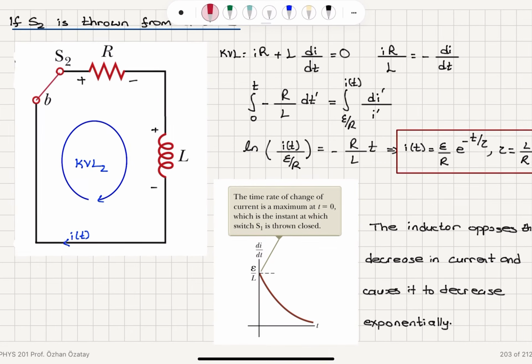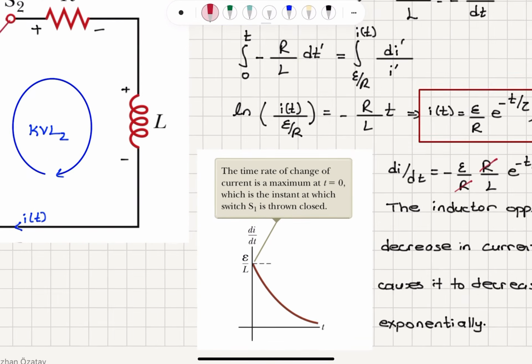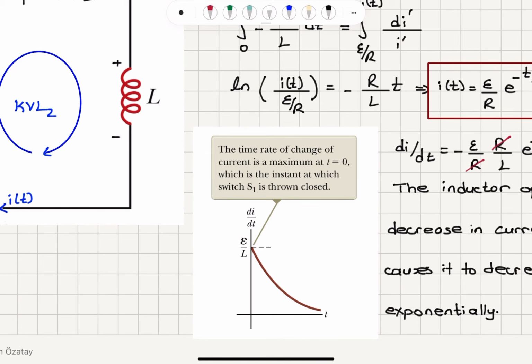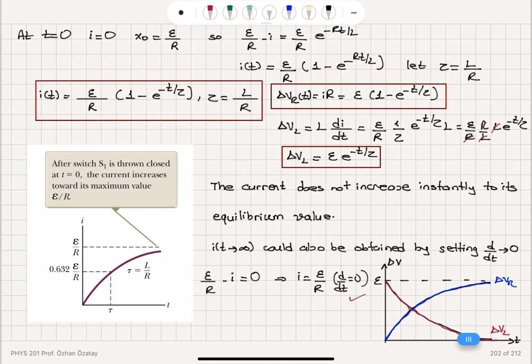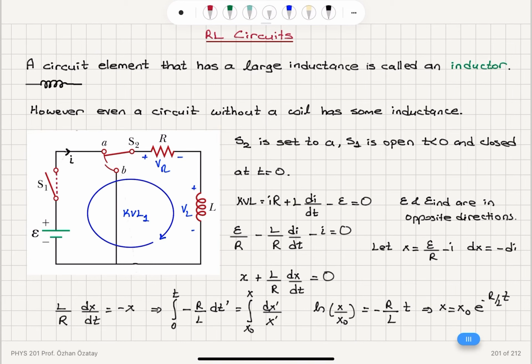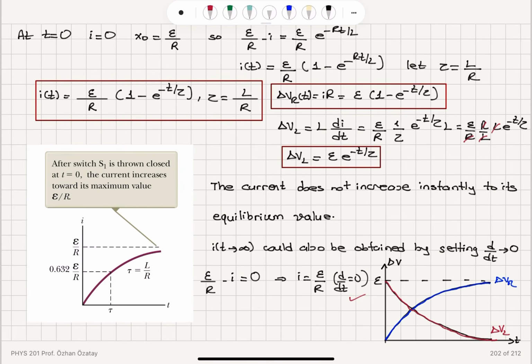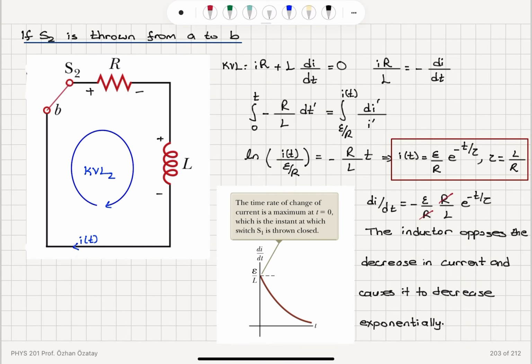or in absolute value we see that the rate of change of current is basically decreasing from epsilon over L to 0. The time rate of change of current is a maximum at t equals 0, which is the instant at which the switch S1 is thrown closed. So this is the value when S1 was thrown closed.